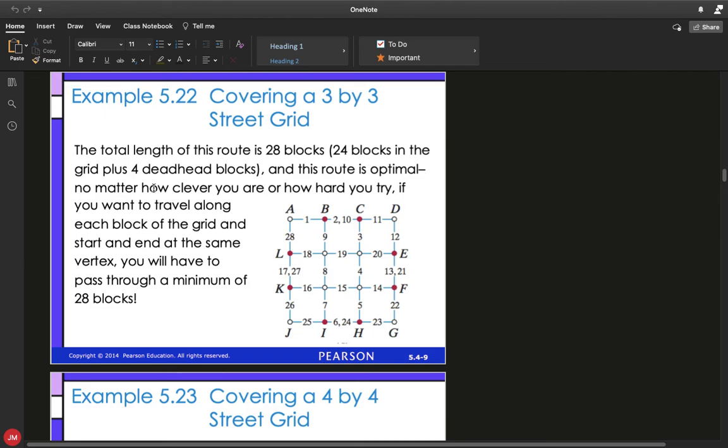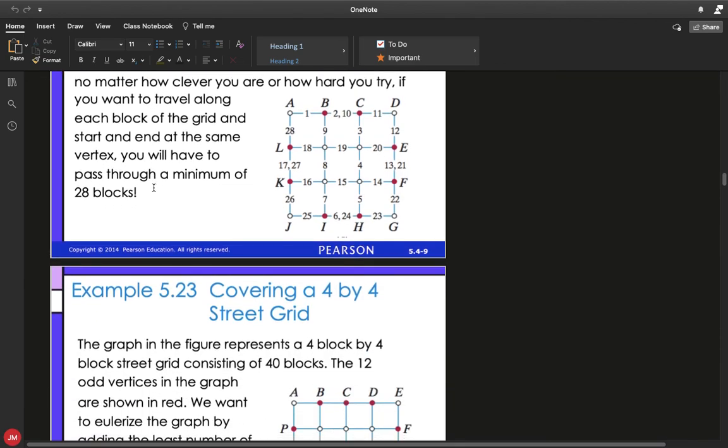In fact, that's kind of an optimal situation. If you think about it, there's no way that you could do better than 28. You had to add all 4 of those in order to get it to be a good graph.